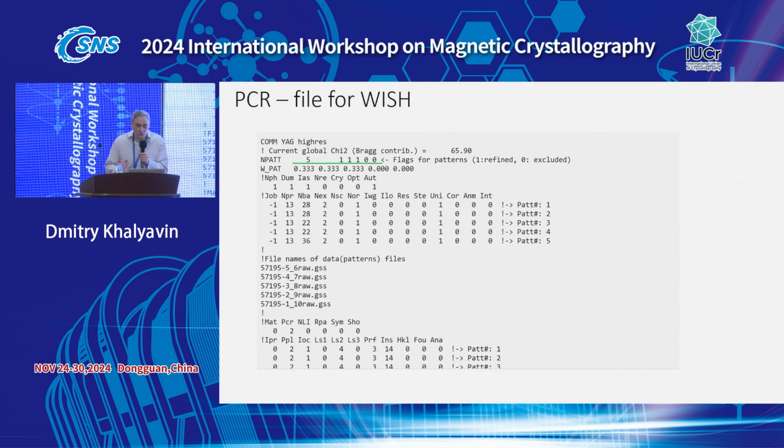So today we will be refining all 5 banks together, just as an exercise in order to show you how it works. But in the PCR file, this line, that is the first line, is where you select the number of patterns, and if 1, it means we refine this pattern, 0 means we deselect, we don't want to refine it. But still all parameters, everything has to be specified for all 5 patterns in this PCR file.